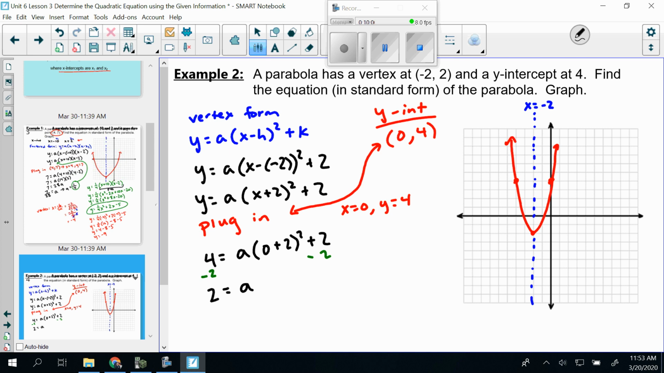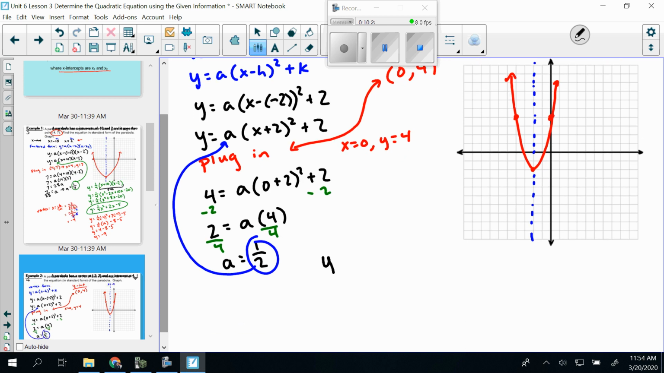0 plus 2 is 2, and 2 squared is going to be 4. And so now if we divide both sides by 4, because we're multiplying here, looks like our a value comes out to be 2 over 4, 1/2. So now just plug that value back in, like we did on the last problem, in for a, and then we got the equation in vertex form, which would end up being y equals 1/2 times x plus 2 squared plus 2.